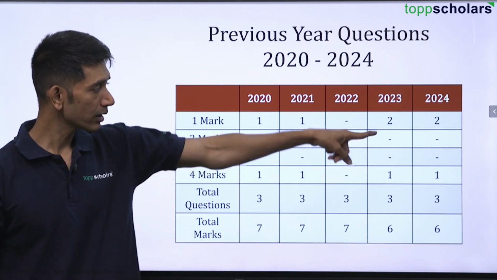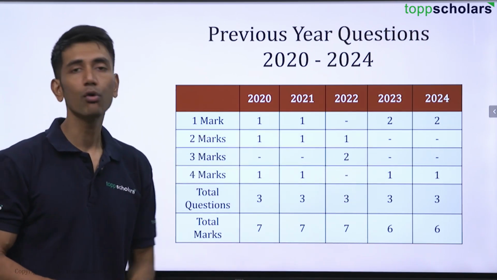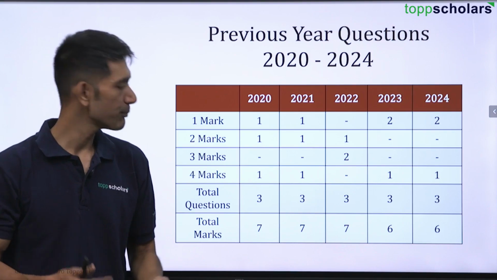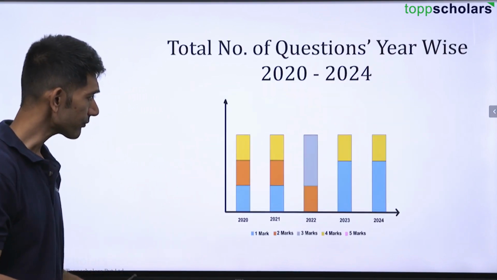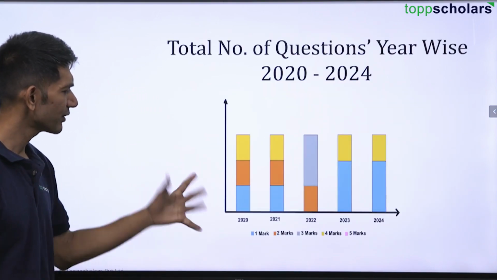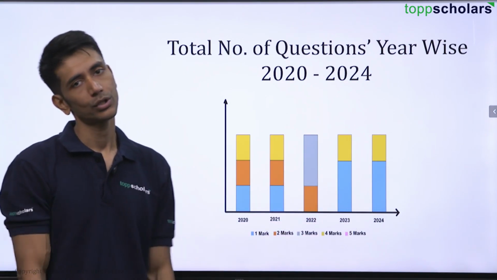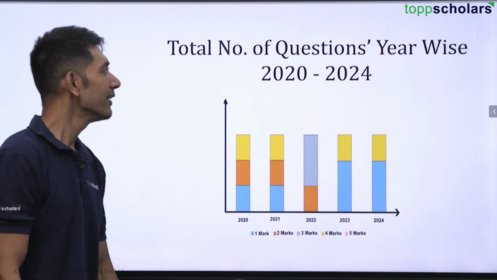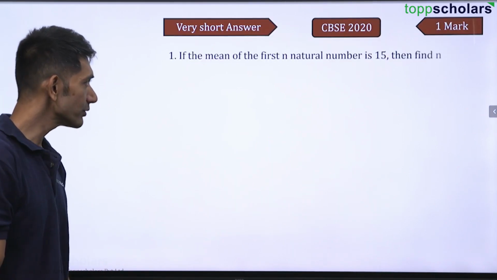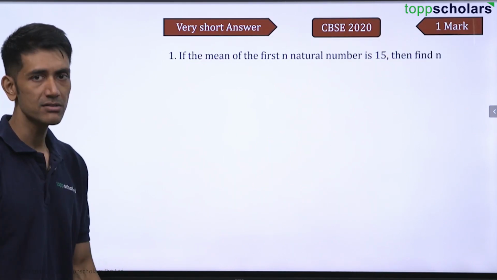So what is important? MCQs are important. A 4 marker or 3 to 4 marker is very important from this chapter. And you can see this gives you a good idea about how many questions were asked from 2020 to 2024. Okay, so let us straight away begin with the questions. Let us see the first question asked in CBSE 2020.